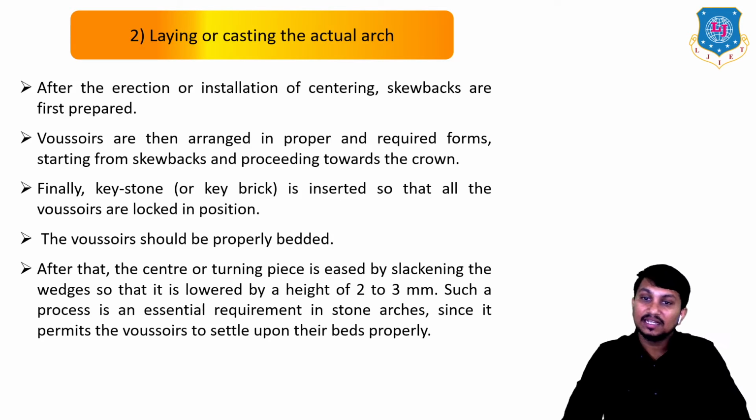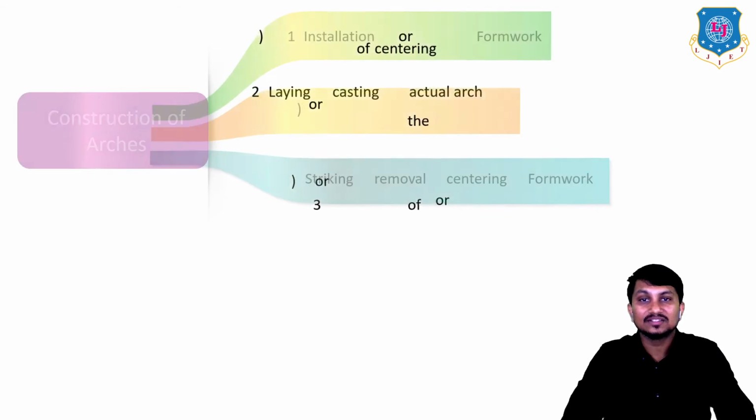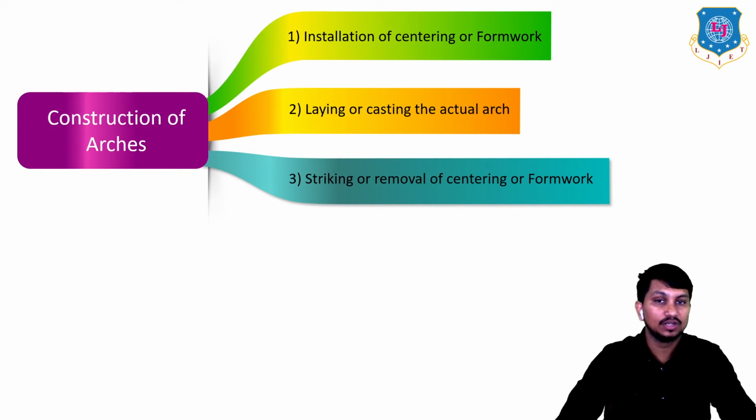After that, the center or turning piece is eased by slackening the wedges so that it is lowered by a height of 2 to 3 mm. Such a process is an essential requirement in stone arches since it permits the voussoirs to settle upon their beds properly. That's all about the laying or casting of the actual arch.